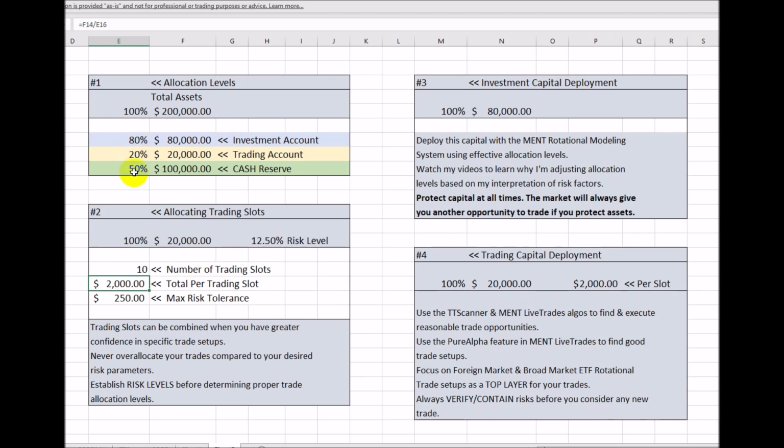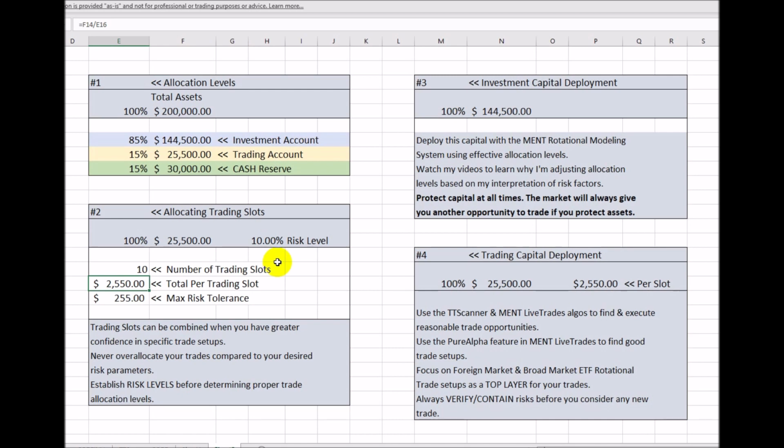Now, if we were to be risk-on, we might have hypothetically a 15% cash reserve, and we may have a 90% or 85% investment account, a 15% trading account. Now you're sitting over here with approximately 10 open slots, $2,500, risk parameter maybe is going to be 10%. So you have now the ability to trade more efficiently across these 10 setups.